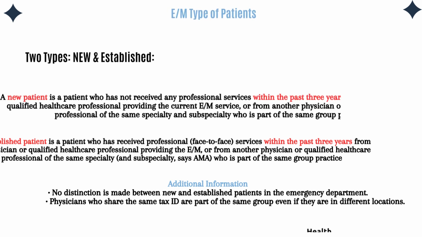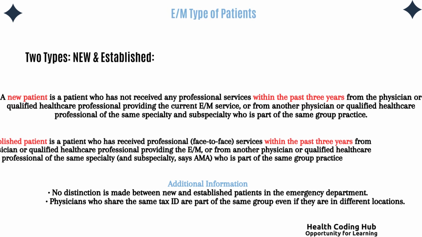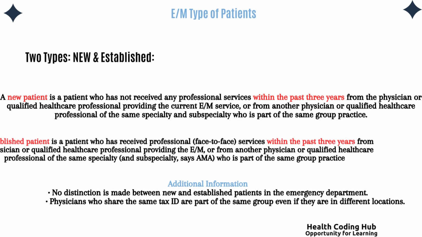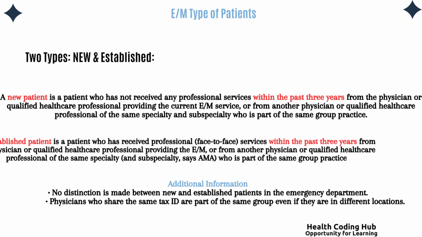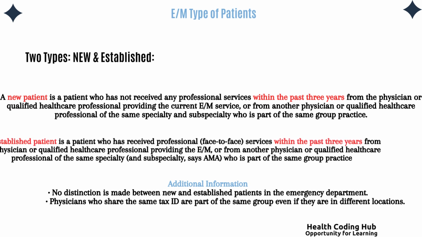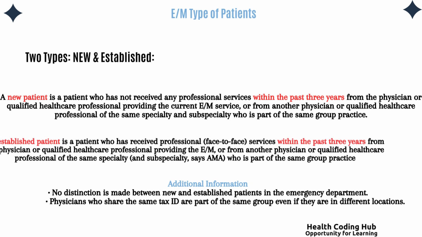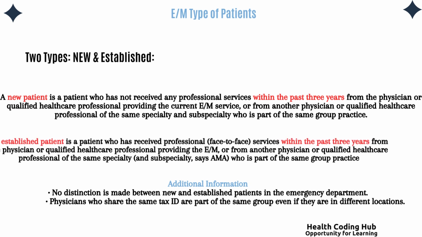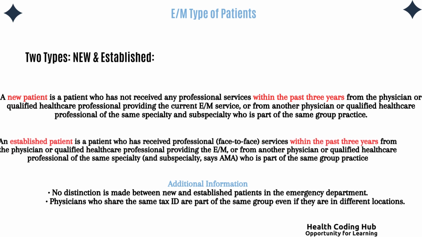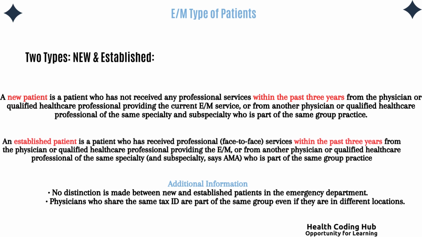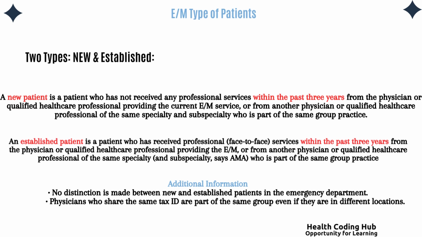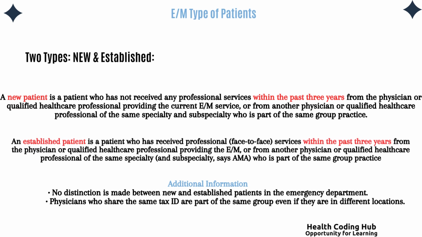Let's start with the type of patient. Basically in E&M there are two types of patient, new and established. A new patient is a patient who has not received any professional service, remember, it means face-to-face services, within the past 3 years from the physician or qualified healthcare professional providing the current E&M service, or from another physician or qualified healthcare professional of the same specialty and subspecialty who is a part of the same group practice.